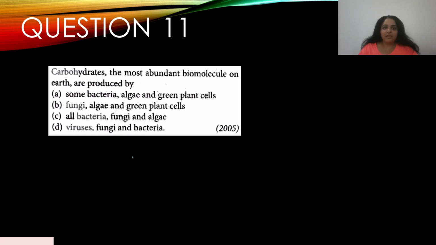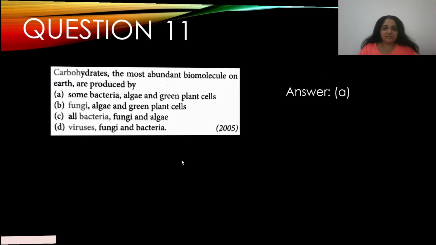Question number 11. Carbohydrates, the most abundant biomolecule on earth, are produced by, this appeared in 2005. A. Some bacteria, algae, and green plant cells. B. Fungi, algae, and green plant cells. C. All bacteria, fungi, and algae. D. Viruses, fungi, and algae, and bacteria. So viruses and fungi don't produce carbohydrates. So B, C, and D are wrong. The answer is A clearly.